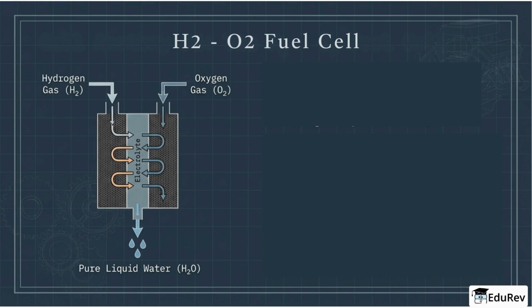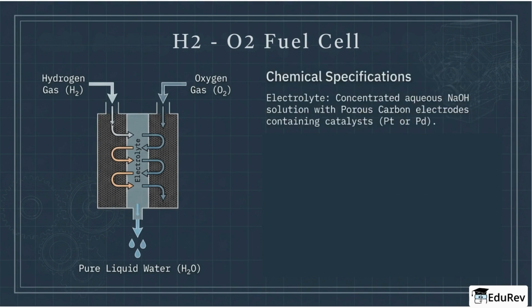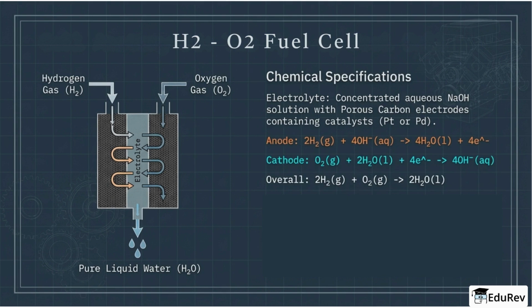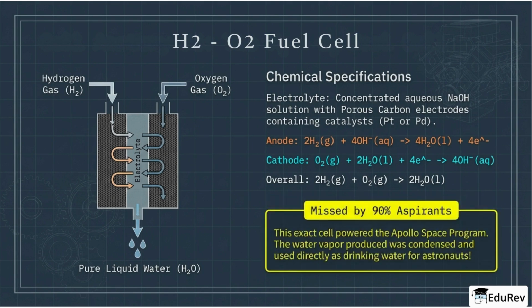The H2-O2 fuel cell is the classic example. Hydrogen and oxygen are fed in, and water is produced as the final product. The electrolyte is concentrated aqueous NaOH, and the electrodes are porous carbon with Pt or Pd catalysts. The overall reaction is simply the combination of hydrogen and oxygen into water. The slide also points out a famous application. This cell powered the Apollo space program, and the water produced could even be used directly for astronauts.